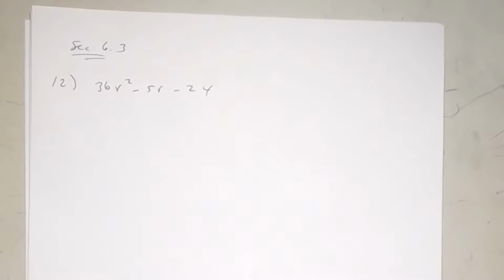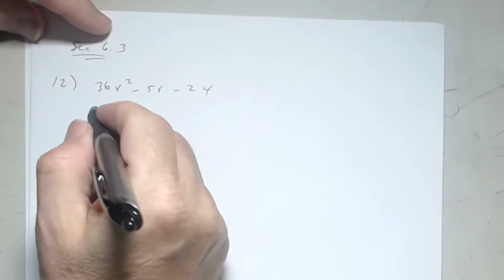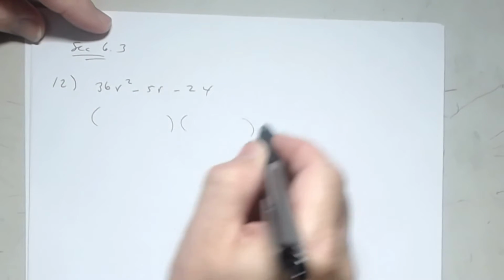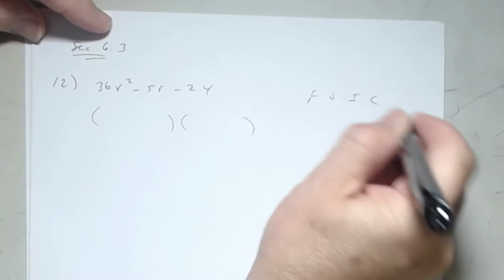So what's the GCF? That's the first thing you always need to look for. It's 1. How many terms do you have? 3, so you're going to factor into 2 binomials. And that's where the trial and error comes in, in terms of FOIL.